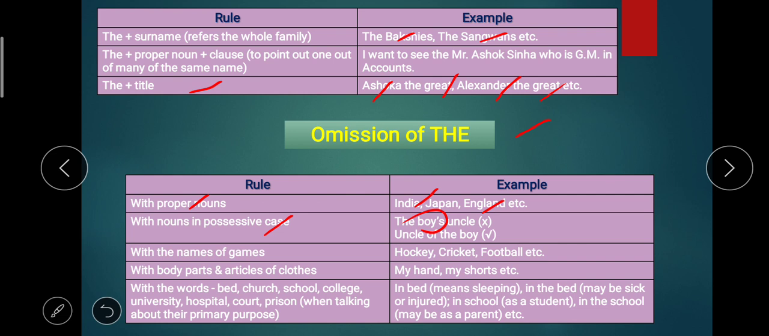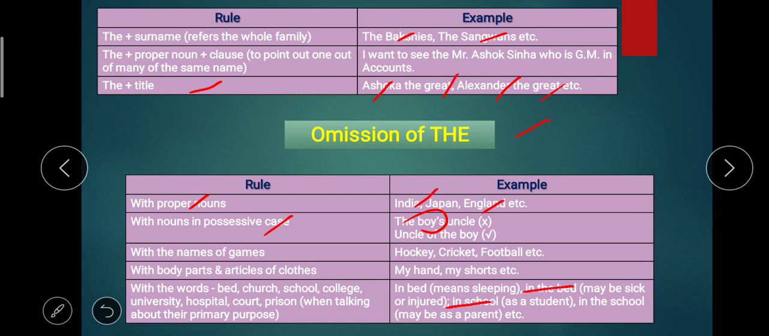Let's see the examples. If I say in bed, Rohan is in bed, it means Rohan is sleeping. But if I say in the bed, Rohan is in the bed, it means he is not sleeping, because the primary purpose of a bed is to sleep on. So maybe Rohan is sick. Rohan is in the bed means Rohan is bedridden. He is sick.